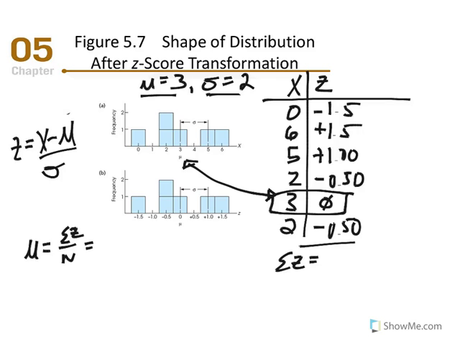So negative 1.5 plus 1.5, that cancels each other out. Then we have positive 1, and then negative 0.5, 0, and negative 0.5. So if we consider negative 0.5 and negative 0.5, that's equal to negative 1. And we had positive 1 here. So if we take the sum of these z-scores, we get 0. And then if we want to calculate the mean, we would enter into this equation 0 divided by 6, and that gives us 0. So now mathematically, we've affirmed that the mean of a z distribution is equal to 0.